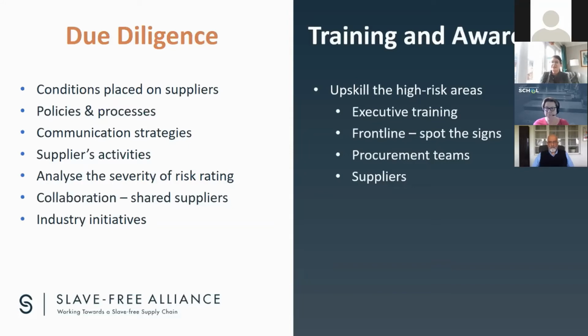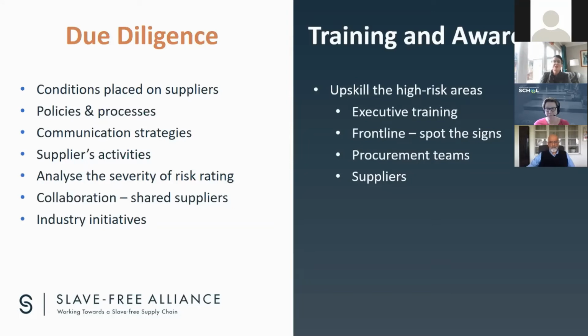Finally then, training and awareness, really such an important tool in the fight against slavery. Understand where your risk is and upskill accordingly. You absolutely cannot do this on your own within your business. Create that empowerment and let it be inspirational. Exec training: driving the commitment and having a strategy backed by the board and senior leadership to demonstrate that commitment.